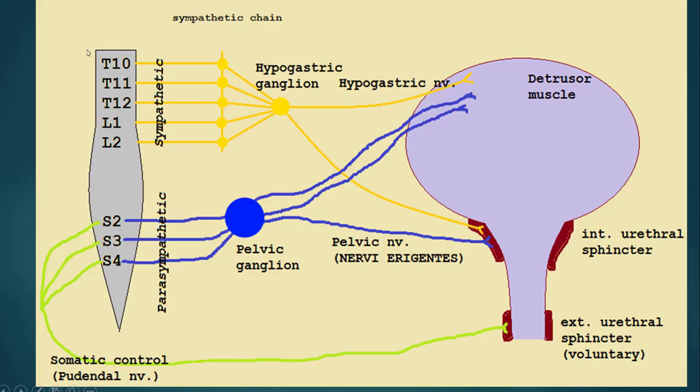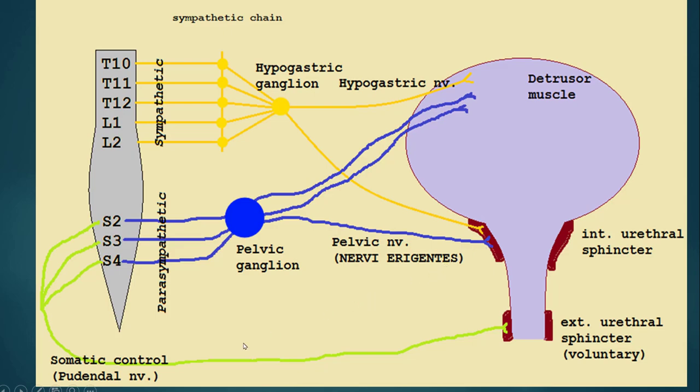Here the sympathetic supply to the bladder originates from the thoracolumbar region, bypasses the sympathetic chain ganglia, and synapses in the hypogastric ganglia, and from there two fibers originate. One type of fiber supplies the body of the bladder and the other supplies the neck. The same is from the sacral region. These fibers originate from S2, S3, S4, and synapse in the pelvic ganglia. From here, a second order or postganglionic neuron originates and also supplies the bladder body and the neck.